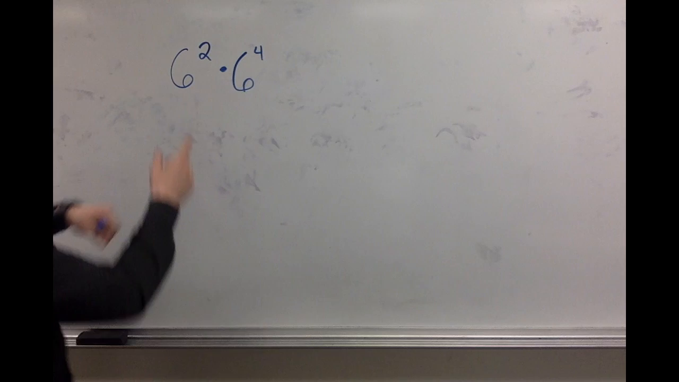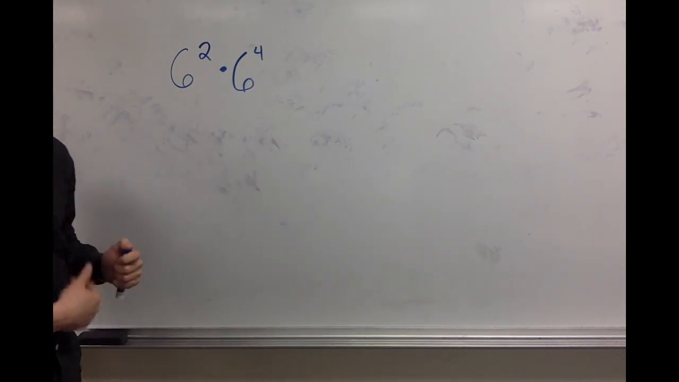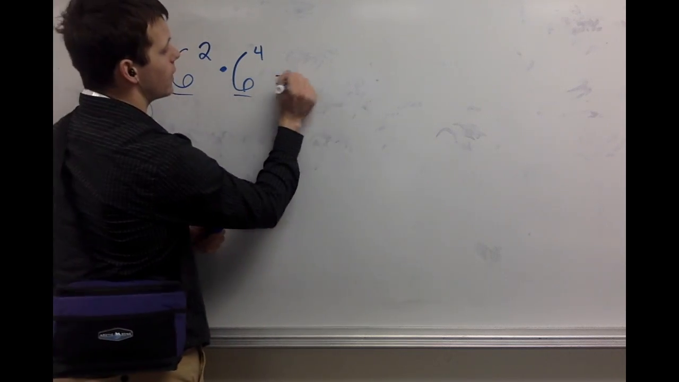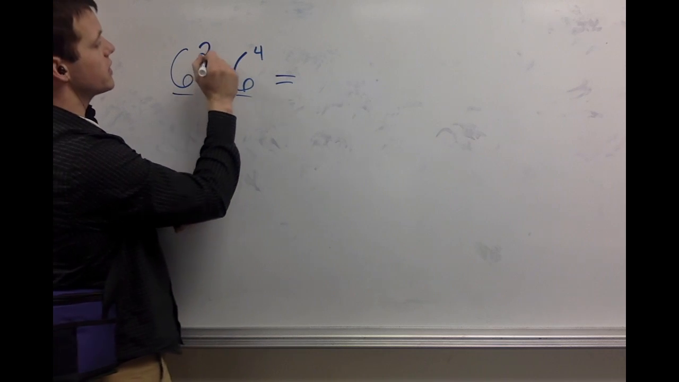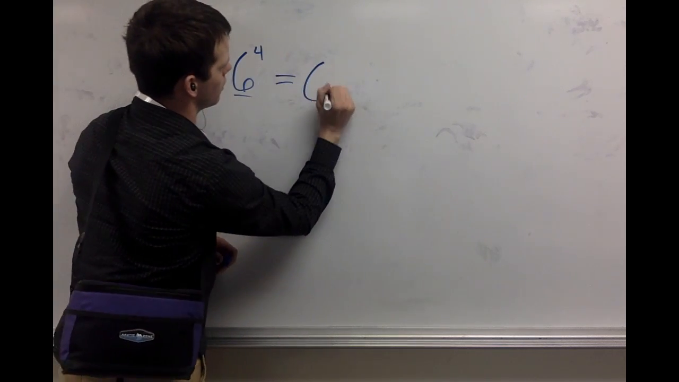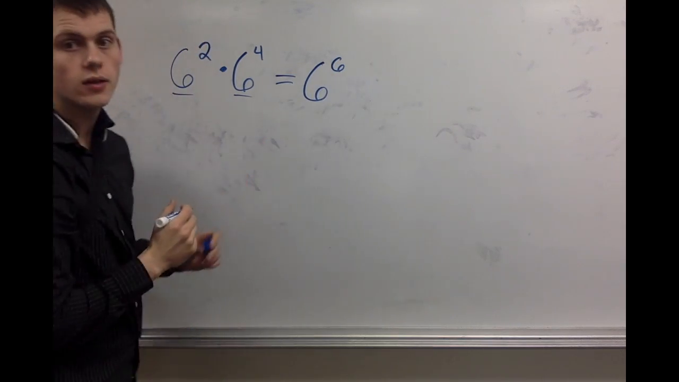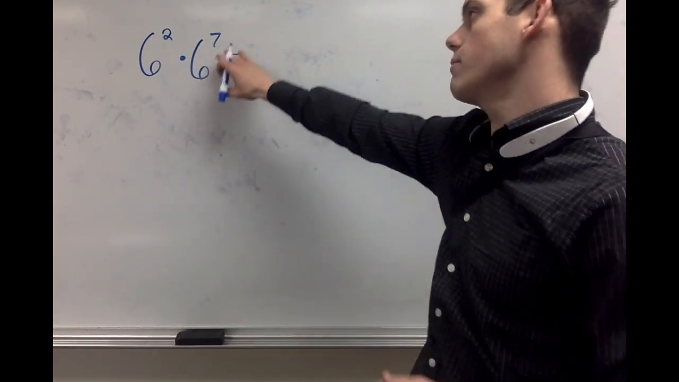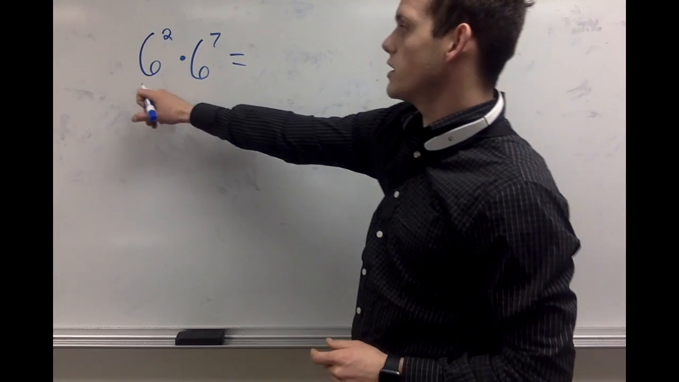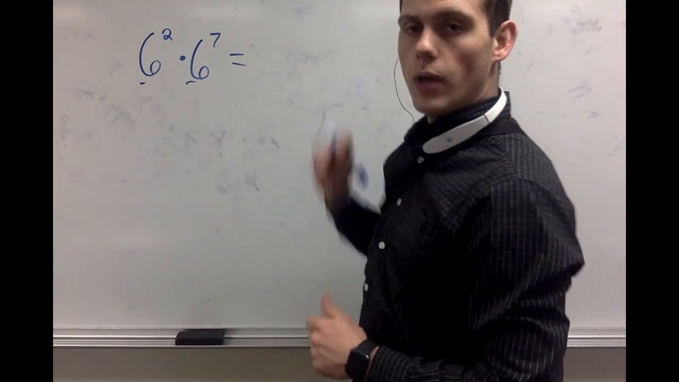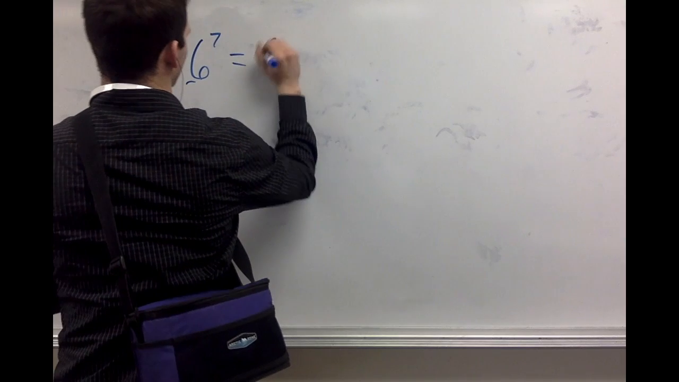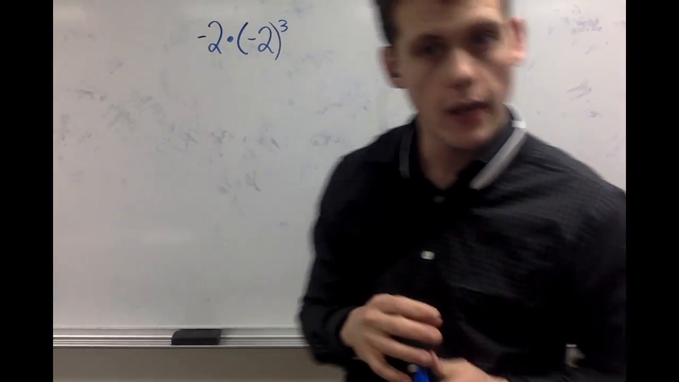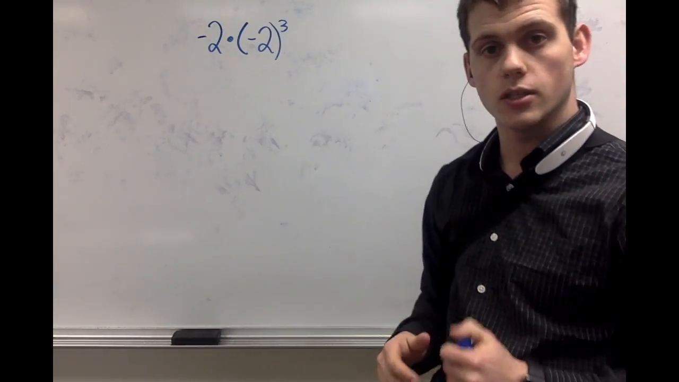So the next problem we have here is 6 squared times 6 to the 4th. So since they have the same base, we add the exponents. So 6 to the 2nd times 6 to the 4th is going to be 6 to the 6th. So the next problem we're going to do is 6 to the 2nd times 6 to the 7th. So since they have the same base, we add the exponents. So we get a 6 to the 9th.